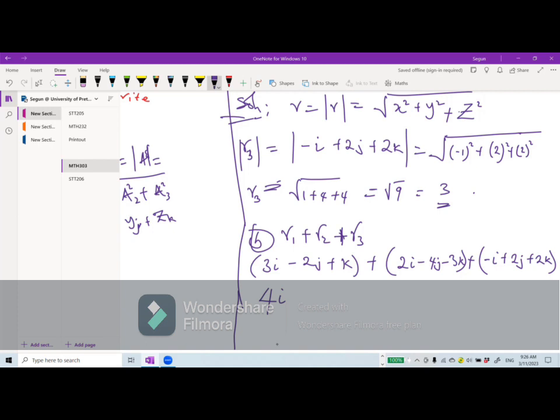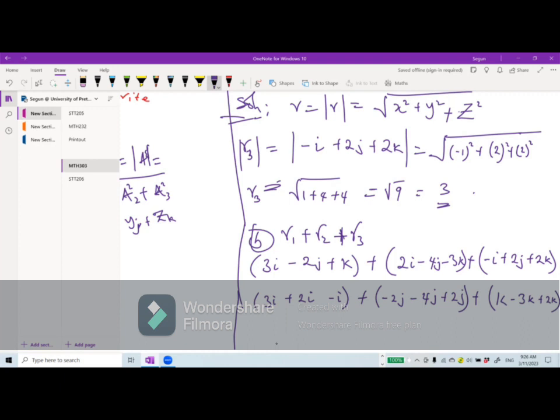Minus 2J minus 4J, then I have minus 4J. Let me try and explain better. This is what I'm doing. I'm just taking 3I plus 2I minus I, plus minus 2J minus 4J plus 2J, then plus K minus 3K plus 2K.